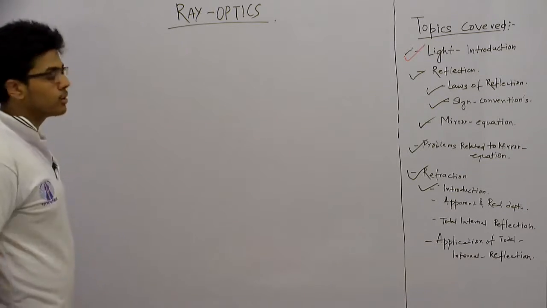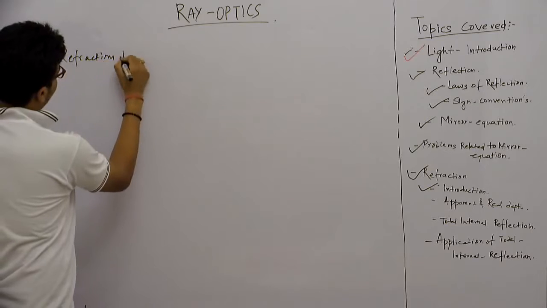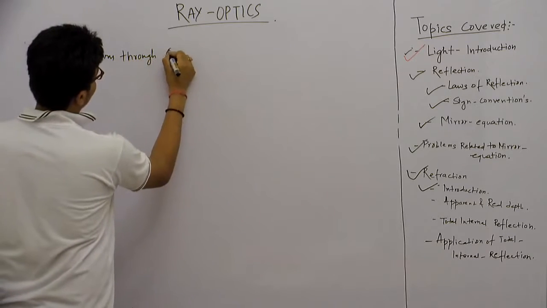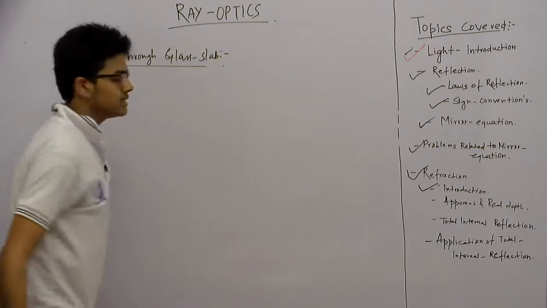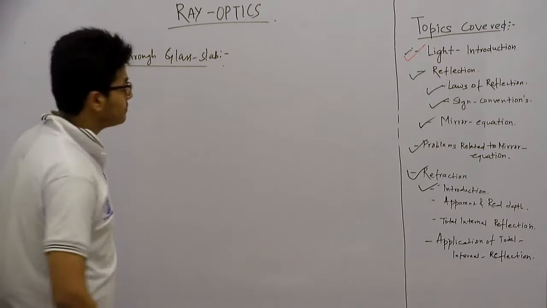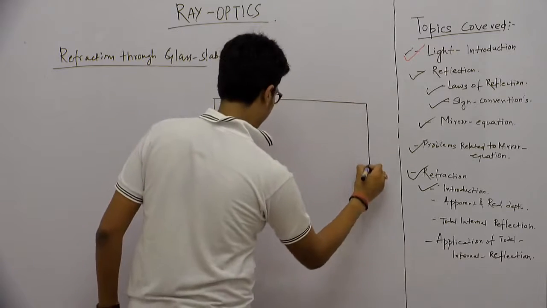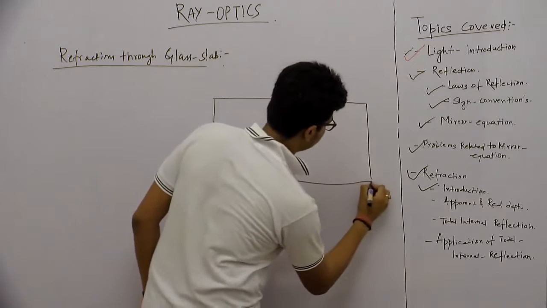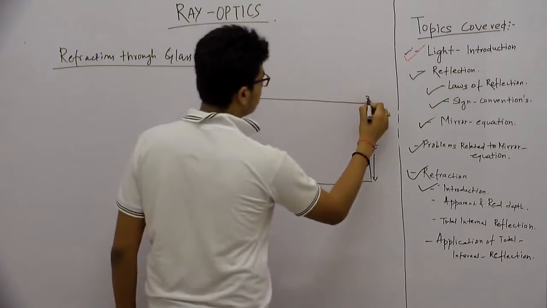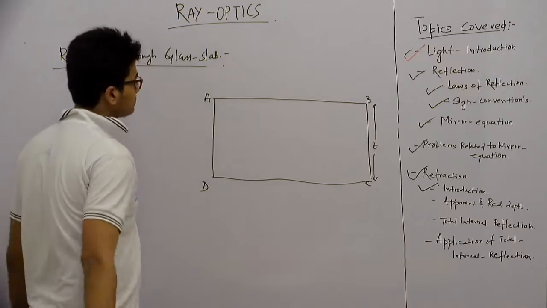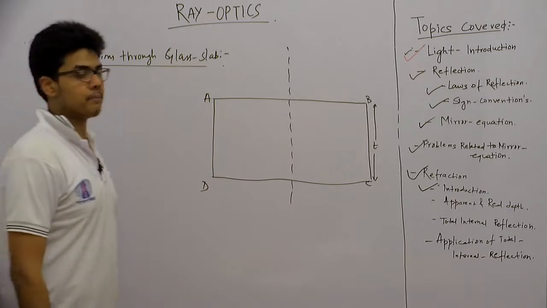Now let us have a look at the different parts in refraction. Refraction through a glass slab: how the refraction takes place in a glass slab. Here we take a glass slab of thickness T, name it A, B, C and D, and here we draw the normal to this glass slab.